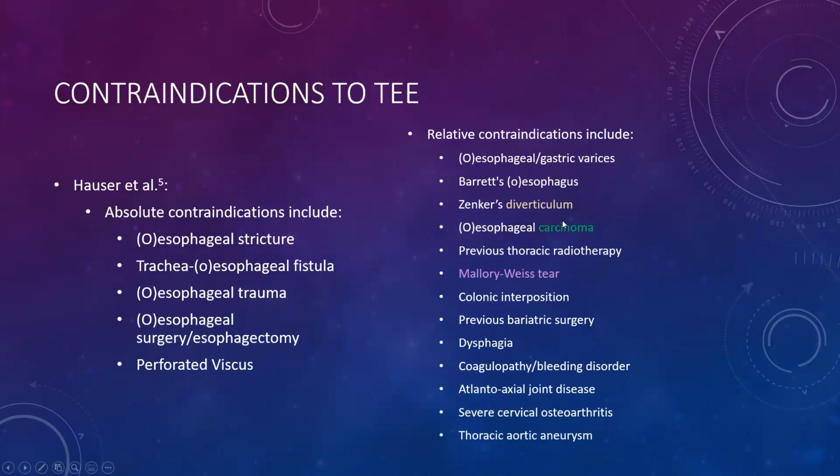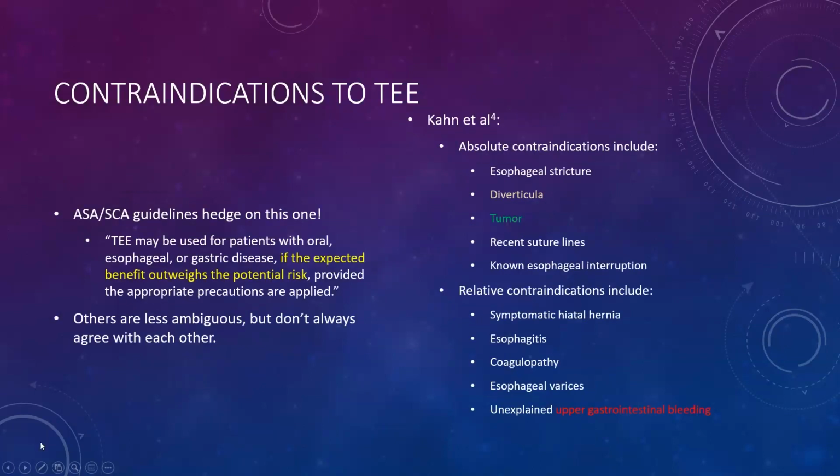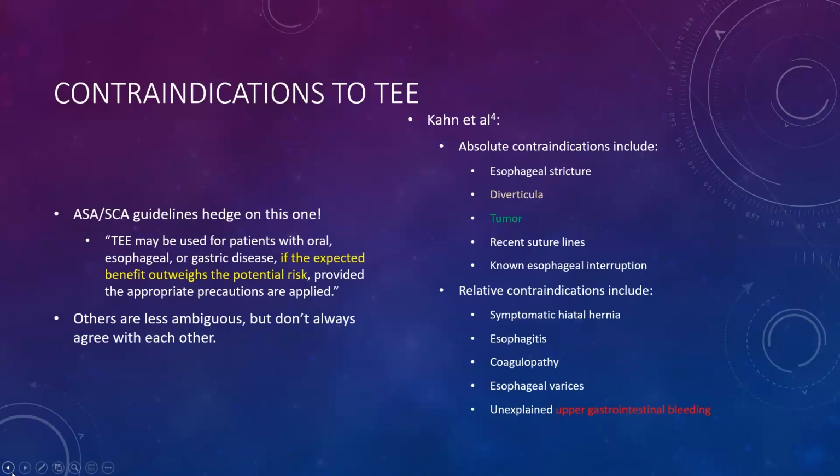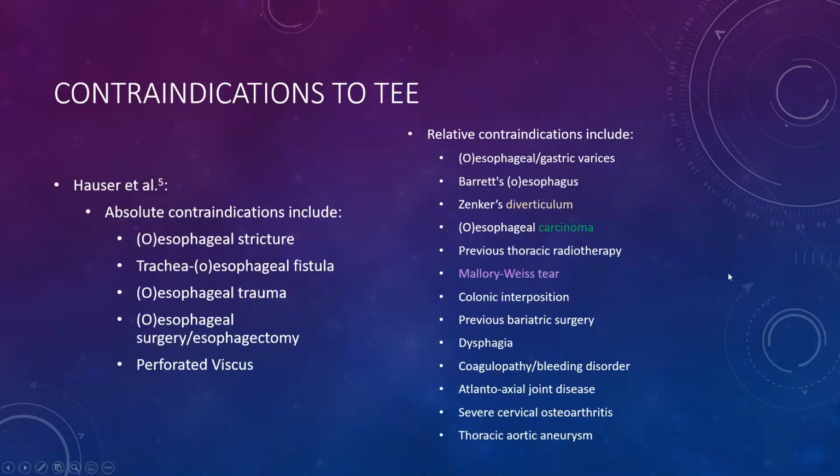Diverticulum is a relative contraindication, again, compared to Dr. Kahn, who lists it as an absolute. Tumors, again, Hauser lists it as a relative contraindication, whereas Dr. Kahn will call it an absolute. Mallory-Weiss tears, thoracic radiotherapy, colonic interpositions.